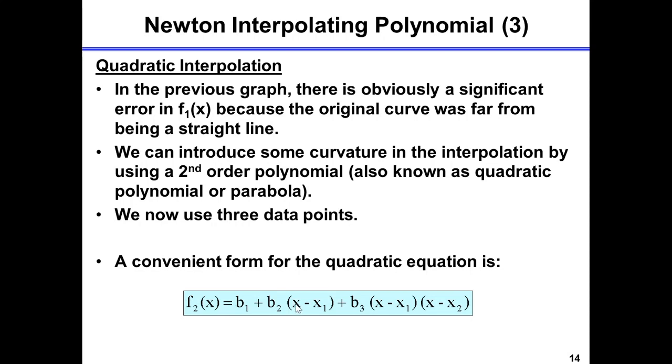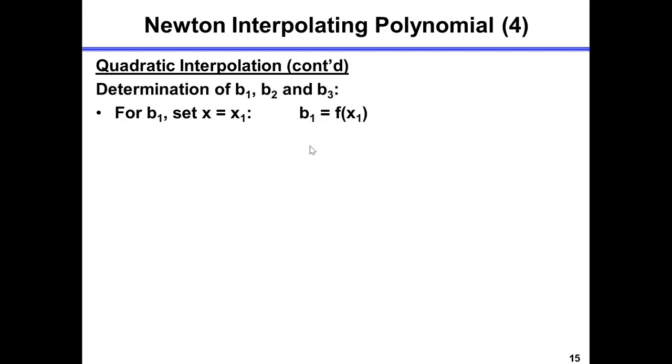So this one is going to be x1, this one is going to be x1, right? So b2 is going to go away, b3 is going to go away. So we would say f2 of x1 is equal to b1. So you can see here, b1 is going to be equal to f of x1. You can write down 2 here as well to say that it's a second order polynomial.